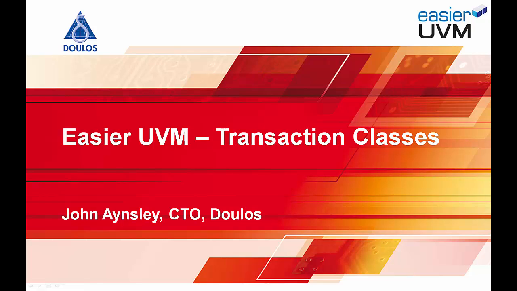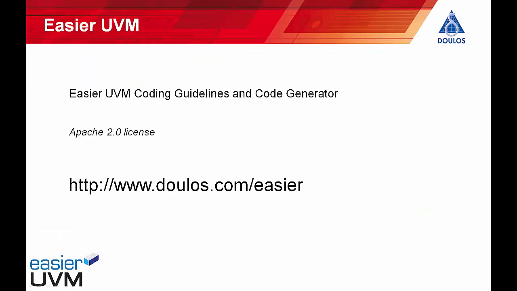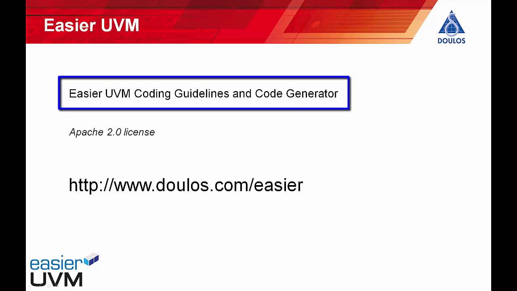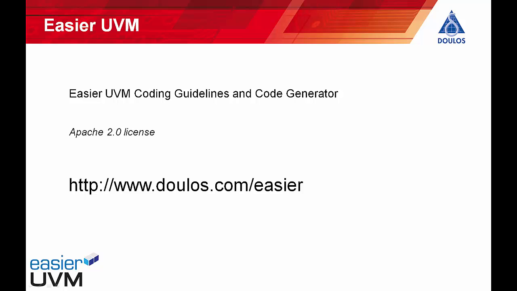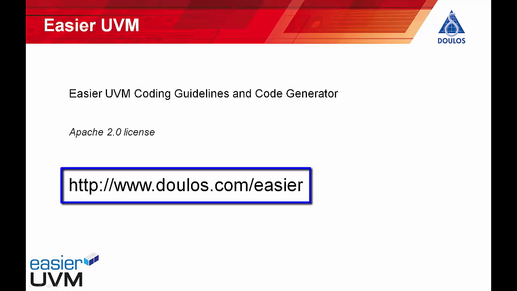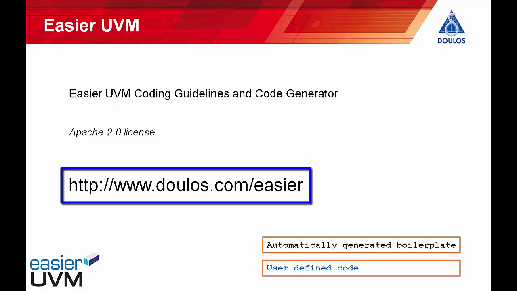This video is a tutorial on transaction classes in UVM. In this video, I'm going to be taking advantage of the easier UVM coding guidelines and code generator. Now, this video isn't specifically about the easier UVM code generator, but nonetheless I used the easier UVM code generator to create all of the examples that you see here. And of course you can download the easier UVM code generator and recreate all the examples for yourself if you want. Just download the code generator from this URL.